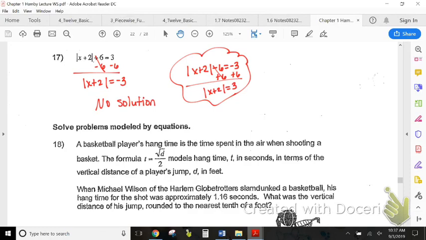So is it okay to get a negative for an answer? Yes, x can be a negative number, just your absolute value cannot equal a negative number.